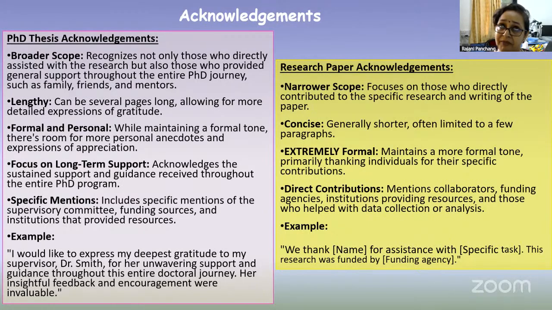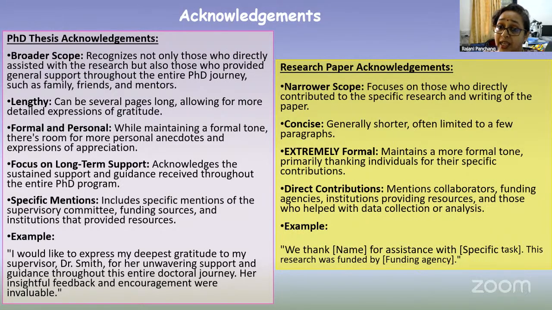Fine. So after doing your conclusions, you come to the PhD thesis acknowledgements. Acknowledgement is something which you should not be a miser with. Never. Don't be a miser. A PhD thesis acknowledgement can run into pages. My PhD thesis acknowledgement is almost 6 or 7 pages. But a research paper acknowledgement is very small. Research paper, I told you, 5 pages to 20 pages. PhD thesis, 50 pages to 500 pages.